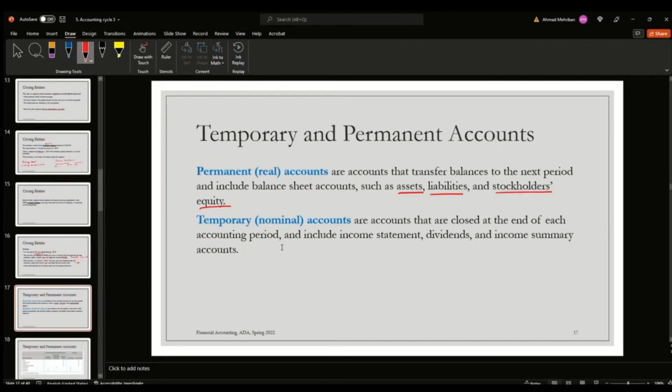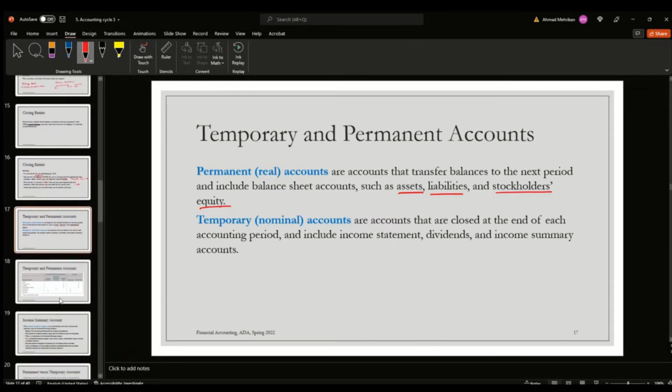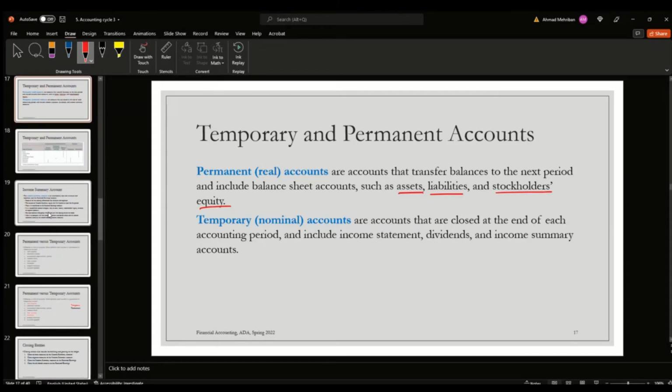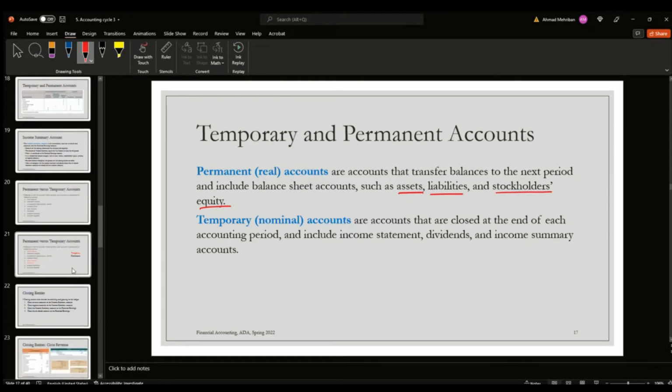Like I said, these assets, liabilities, and equity are called real accounts, whereas other accounts, the ones that go into the income statement, so revenue, expenses, dividends, and then we'll talk in more detail about the income summary account, they are temporary accounts or nominal accounts. They have to get closed. Now let's look at them. The slides are all available, so make sure to look at those.